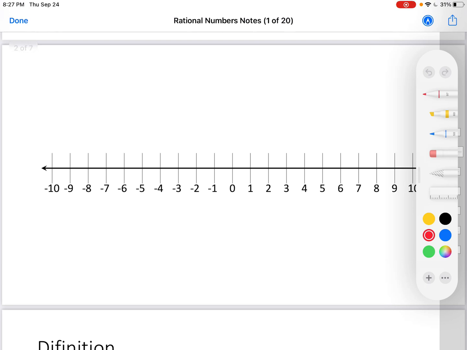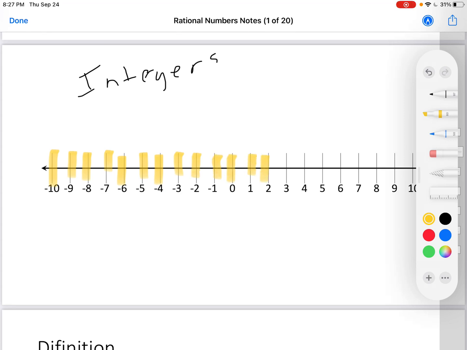So, you remember that so far we have learned about the integers. And the integers are all the numbers that are on the lines. They include 0, they include negative numbers, they include positive numbers. What they do not include are the numbers in between.